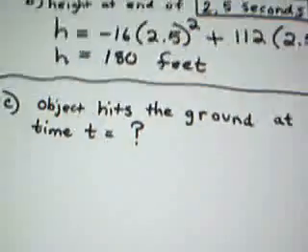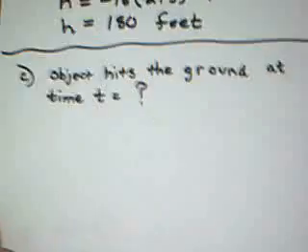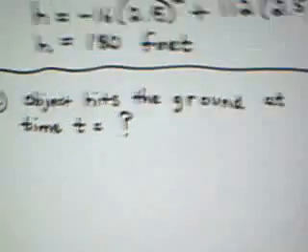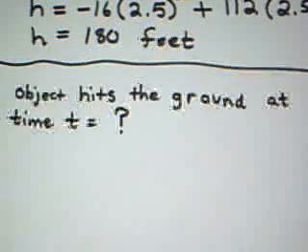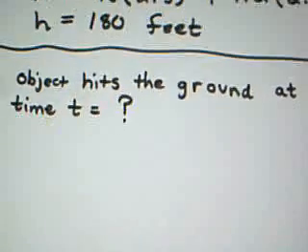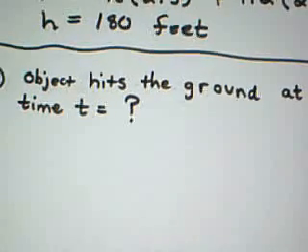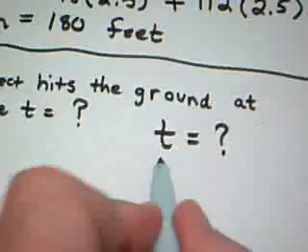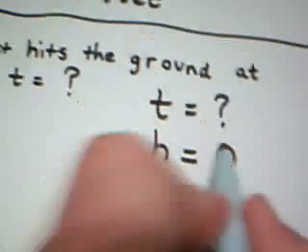Now my last question asks, when does the object hit the ground? Now, of course, what I want you to think about is, when the object hits the ground, what you're looking for is time, okay? How long does it take the object to return to the earth? How long does it take the object to hit the ground? So you're looking for t, okay? We don't know t, but we do know h. H is equal to 0.